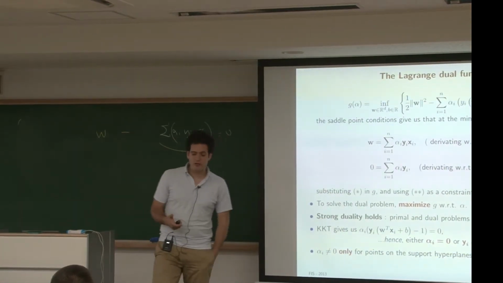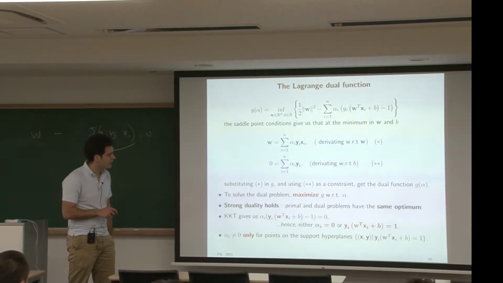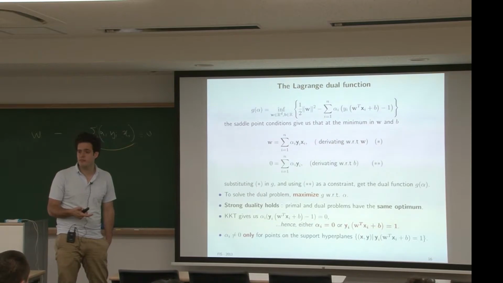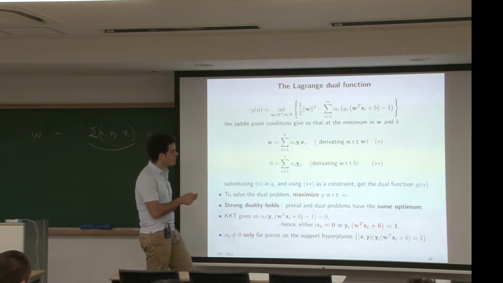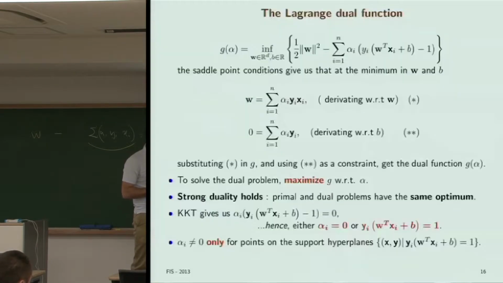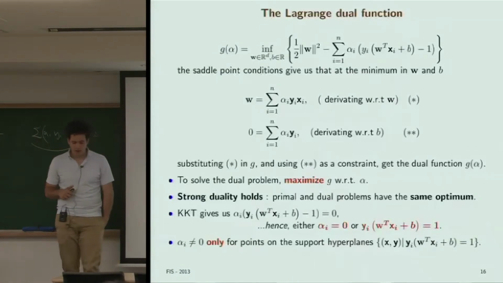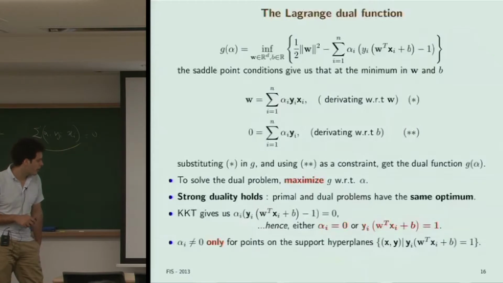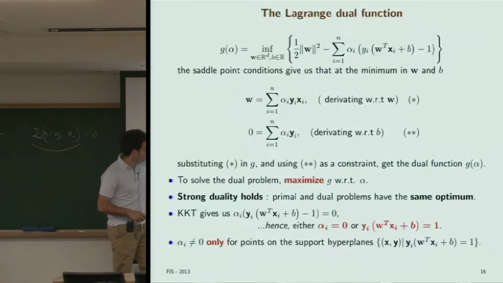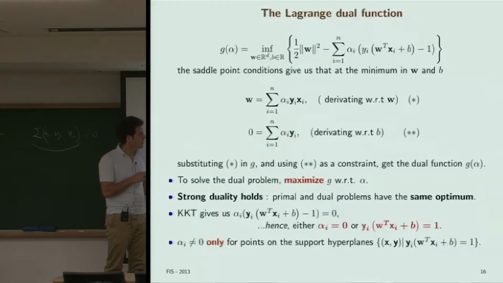So what is the value of this Lagrange dual function? Well, the Lagrange dual function is the infimum over W and b. We can actually compute this infimum. At the infimum with respect to W and b of this function, W is equal to the sum of alpha i, yi, xi. And because of the first order condition with respect to b, 0 is equal to the sum of alpha i, yi. And so if you just use these two equations and substitute them here, you will get the minimum of this term. So you get the Lagrange dual function.